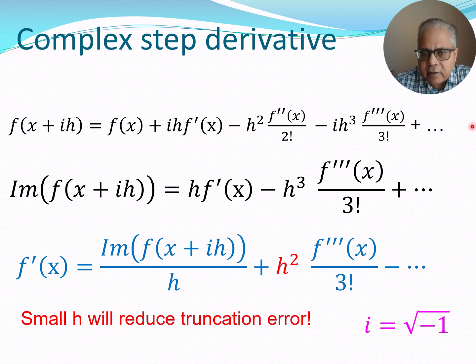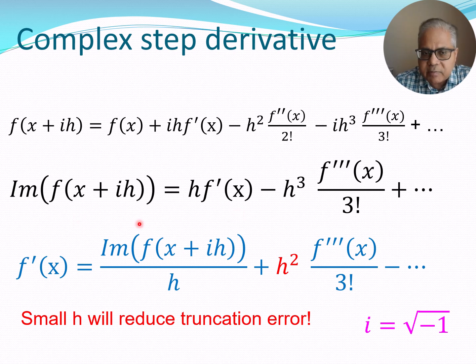Now, once we have obtained this expansion, what we can do is take the imaginary part on both sides of this equation, and that's what I have done here. On the right hand side you will get only the h f'(x) term, and then the next term is minus h cubed f'''(x) by factorial 3, and so on. If we were to reduce h substantially, then certainly this will give us a good estimation of the derivative f'(x).